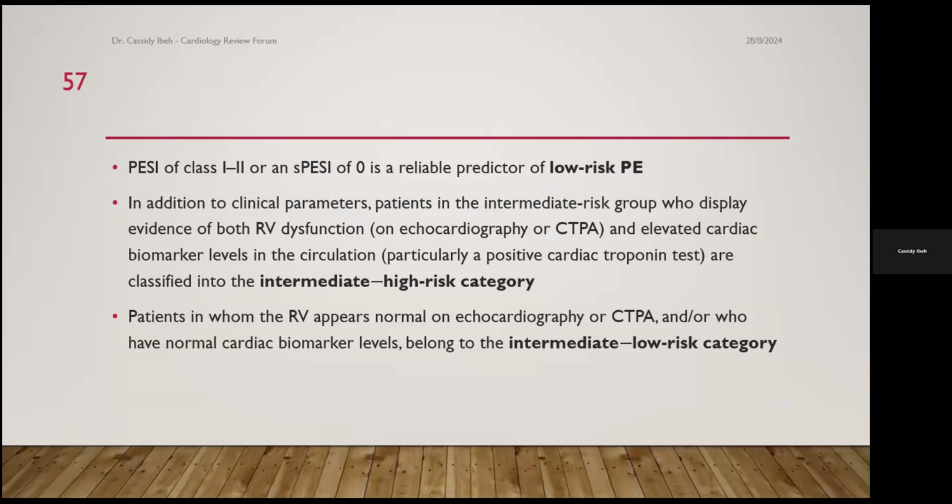This is just what I said earlier. In addition to clinical parameters, the intermediate risk group who display evidence of both right ventricular dysfunction and biomarker levels in circulation are classified as intermediate-high risk. So this is just what the table actually shows.